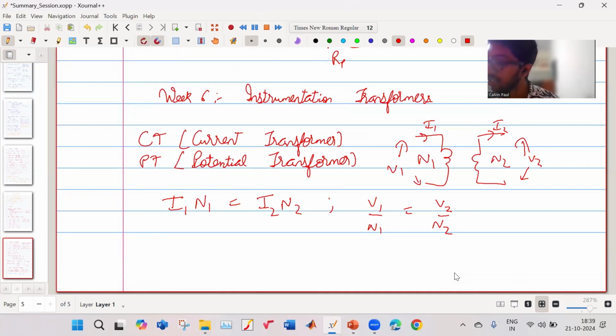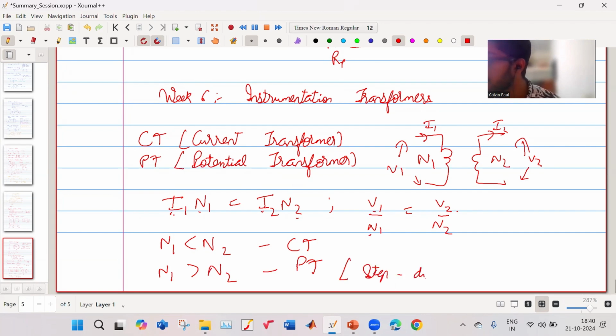So in a current transformer, what will happen? Your current I1 will be very high and your current I2 should be lower. So that means N1 should be less than N2 for a CT. And in a potential transformer, your V1 is very high and your V2 is very low. So your N1 must be very high and your N2 must be low. So here N1 should be greater than N2 for the potential transformer. So a potential transformer is basically a step down transformer, and a CT is basically a kind of step up transformer. Right?